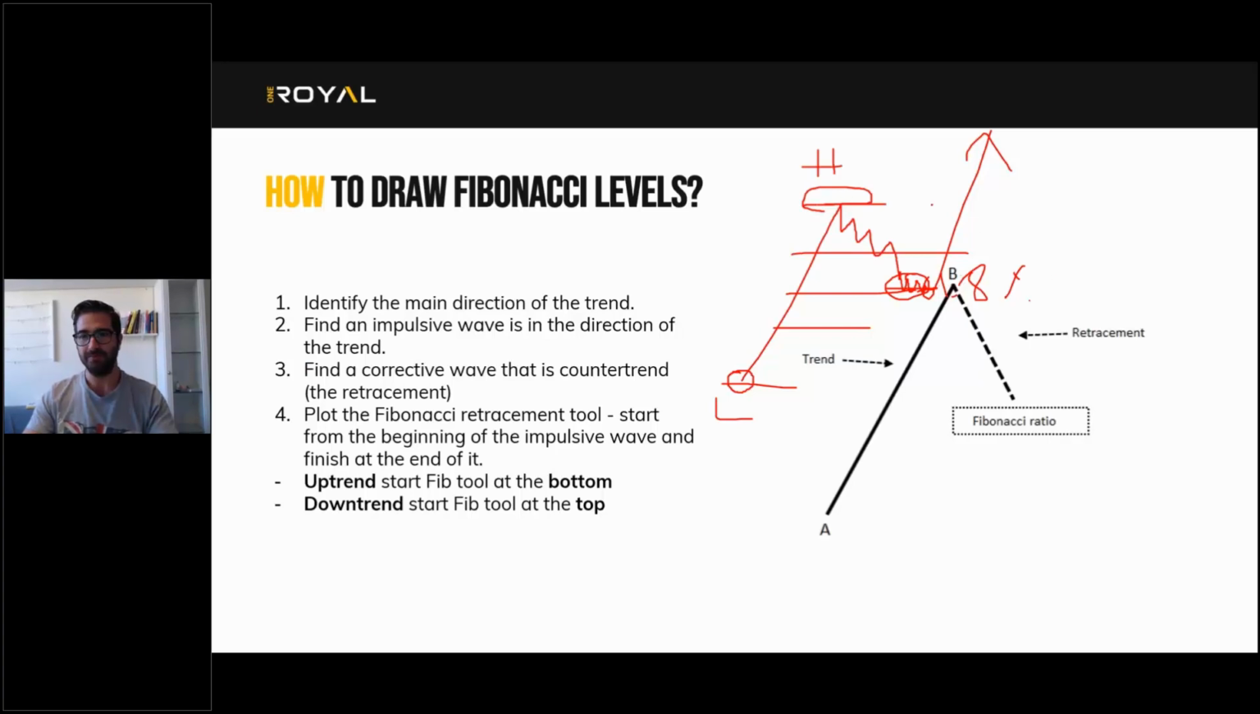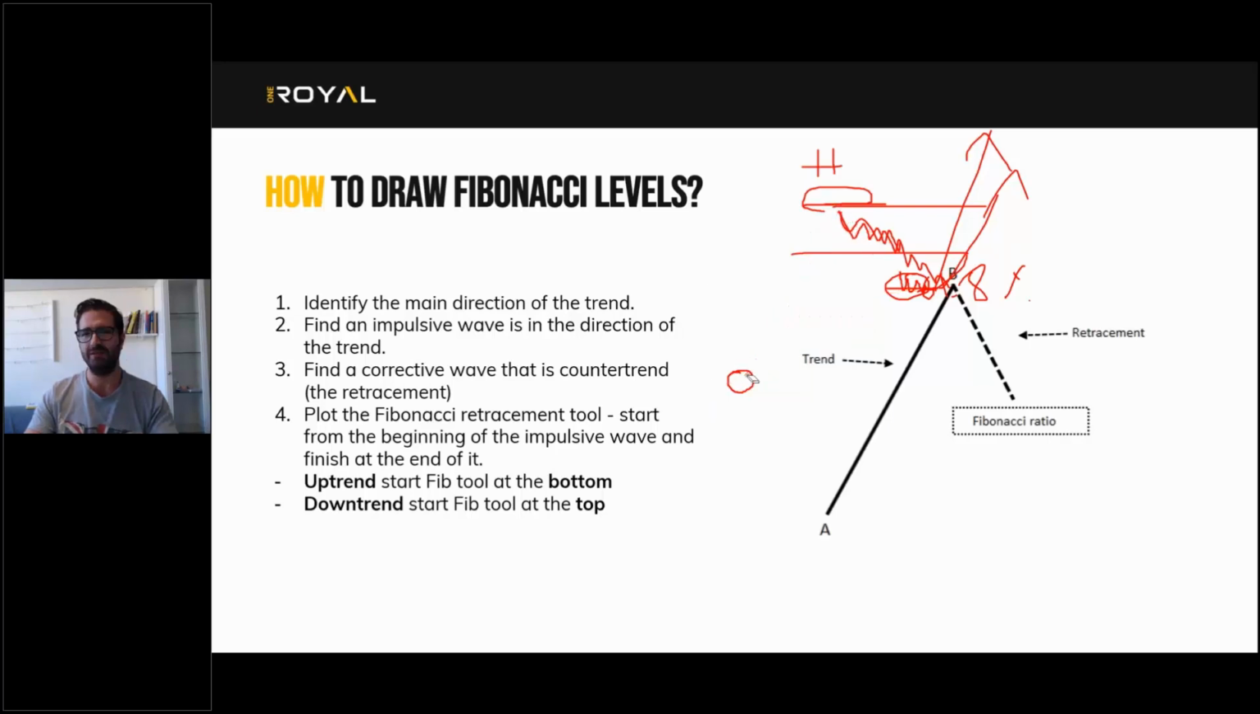So as we said, we will use the Fibonacci retracement to know where this correction will end. The most common one is 61.8, and then from here we should expect the market to move to the upside. So this is how you will plot the Fibonacci retracement in an uptrend.